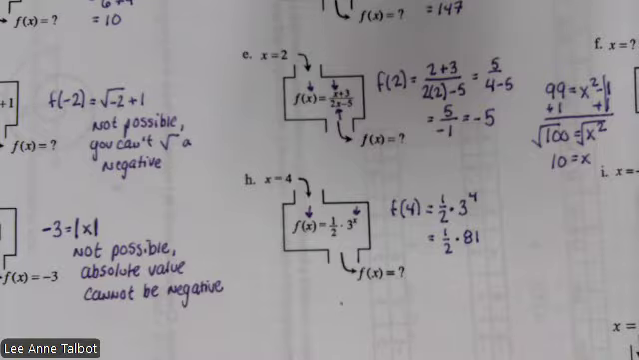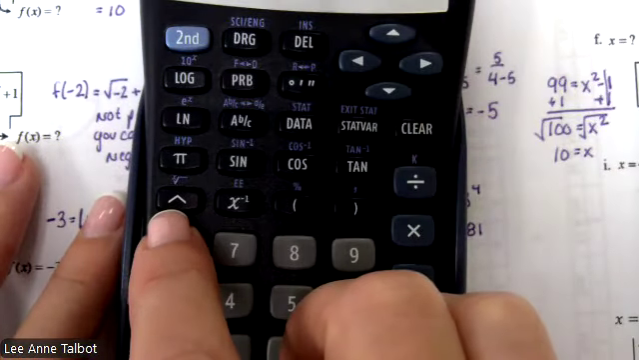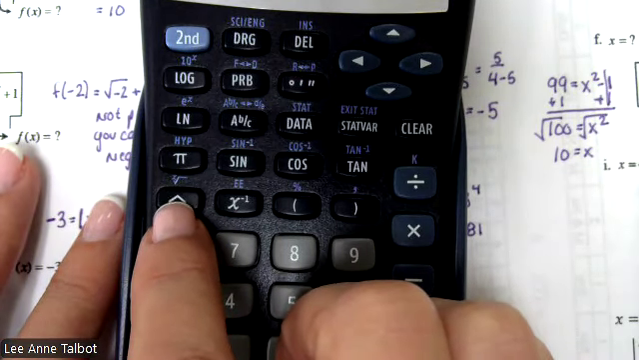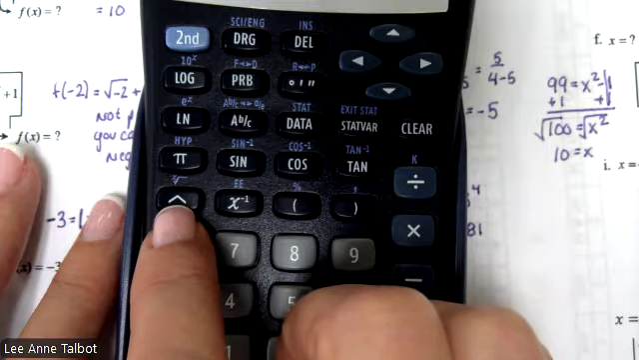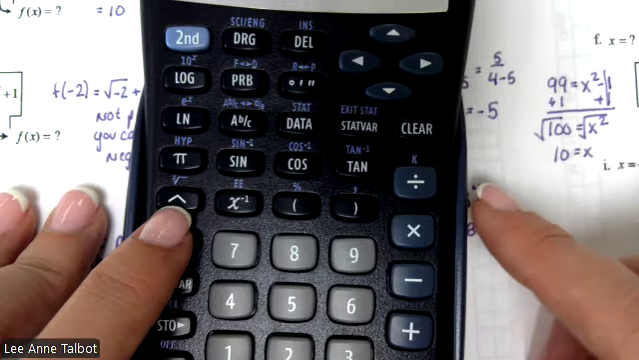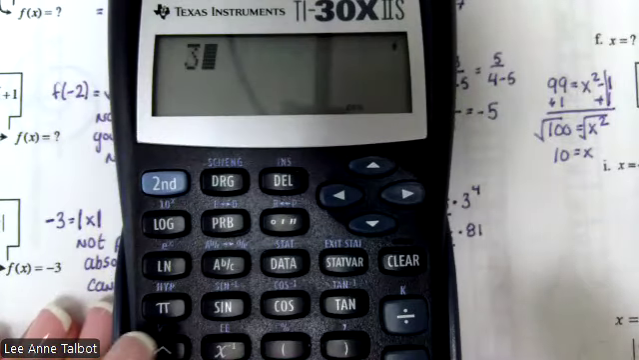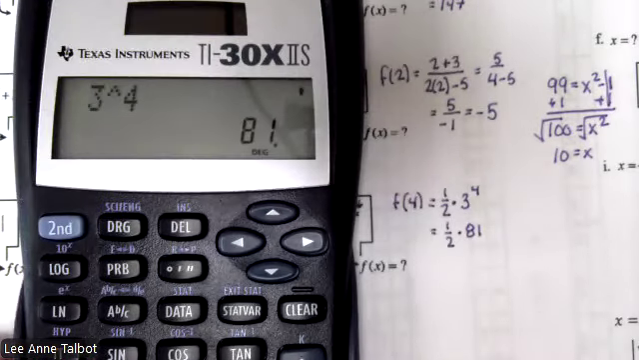Okay, so to do an exponent on the calculator, most of the time, you want to find this button. This is called a caret, and it means to the. It's C-A-R-E-T, caret. Okay, the caret is the up arrow right here. And when you push the up arrow button, you say to the in your mind. So you go 3 to the 4th is 81. Got it?